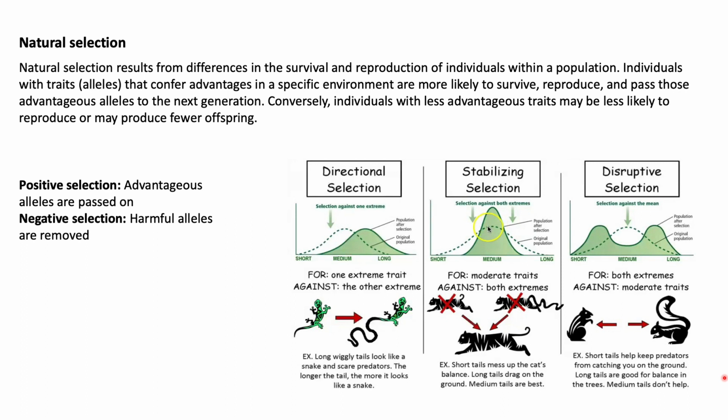For example, short tails in a cat mess up its balance and coordination, while a long tail affects its movement. Thus, alleles responsible for a medium tail are favored.